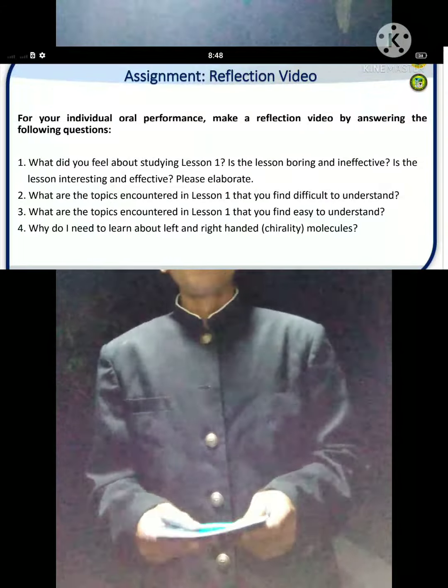Now I'm going to answer the following questions. Question number 1: What did you feel about studying lesson 1? Is the lesson boring and ineffective? Is the lesson interesting and effective?